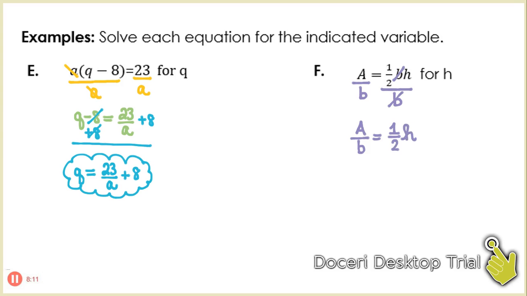And then we know that the H is connected to the 1/2 by multiplication, and the inverse of multiplication is division. But when we divide by fractions, we really multiply by the reciprocal. So we're really multiplying by 2 over 1 so that our 1/2 cancels out, and we're left with 2a over b equals h. That is how we solve literal equations.